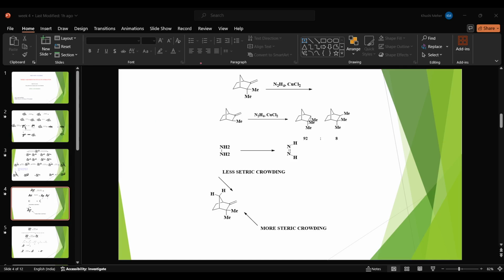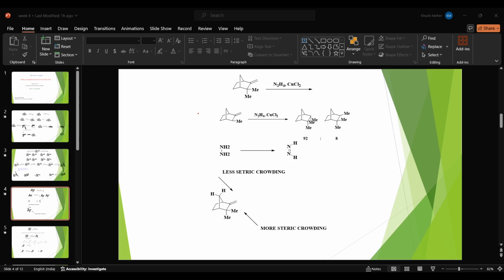If there is a steric factor, then you will get a different diastereomer. If there is any kind of chiral reagent, in that particular case you will get a different enantiomer. If there is any steric factor, then you will get what we call the diastereomer.